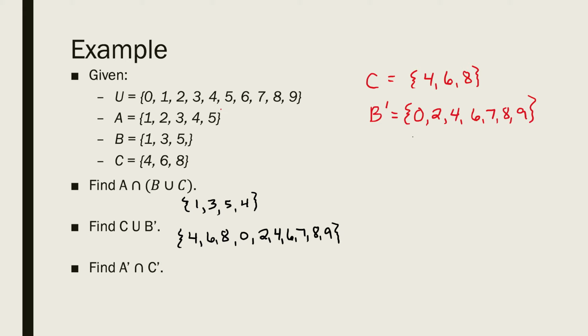And remember, as a last step, I'm going to look for duplicates. So both sets have a 4, so I'm going to get rid of one of the 4s. Both sets have a 6, so I'll need to get rid of one of the 6s. And both sets have an 8, so I'll need to get rid of one of the 8s. So what I'm left with will be C union B complement. Remember to always check for duplicates and take those out.